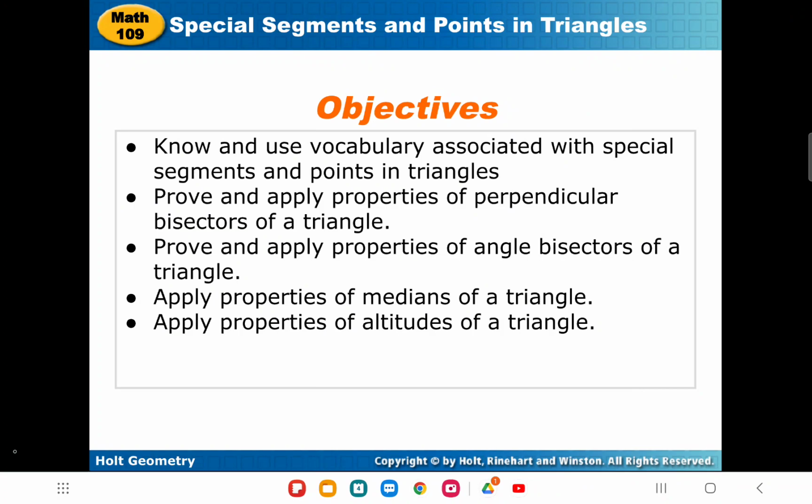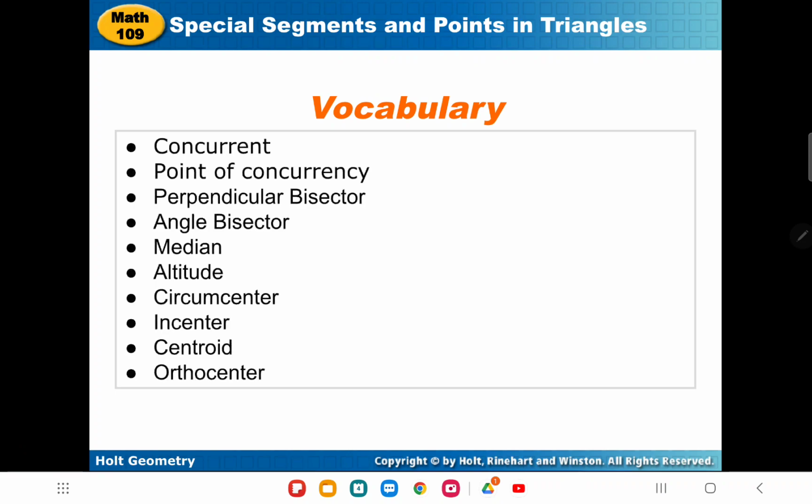So let's get started. Our vocabulary that you're going to need to know is concurrent, point of concurrency, perpendicular bisector and angle bisector, which you should already know, median, altitude, which may be familiar to you from previous geometry courses, circumcenter, incenter, centroid, and orthocenter are all going to come up in this video.